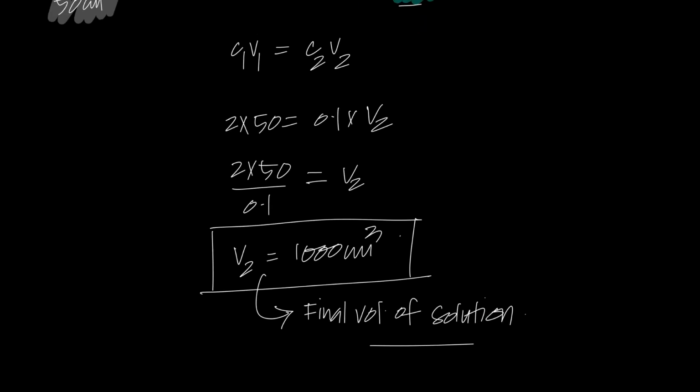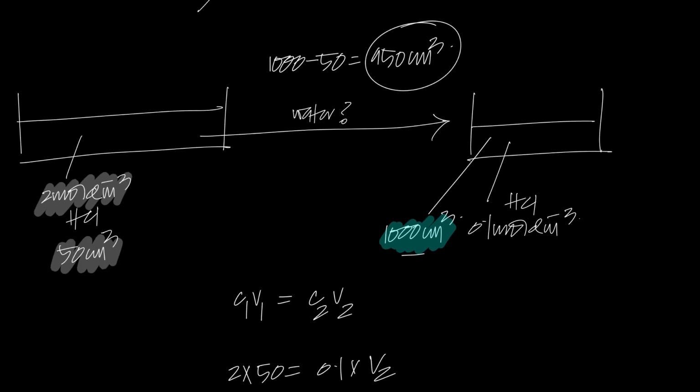Done? So it's not 1000, but it's not 1000 centimeter cube. That's the final volume of the solution. 1000 cm cube is the final volume of the solution, or 1 dm cube is the final volume of the solution. I don't want the final volume. I asked you how much water did I add? How much water do you need to add to dilute it this much? It's 950. Because 50 is already there.